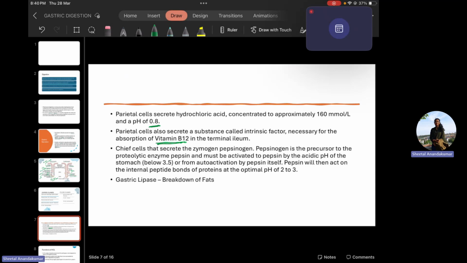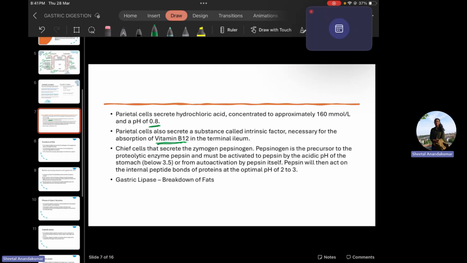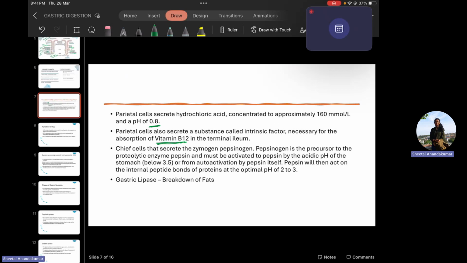Then we're going to talk about chief cells. As we know, chief cells secrete the zymogen pepsinogen, which is an inactive enzyme, and it is activated at an acidic pH. When HCl is secreted in the stomach, it creates an acidic environment, and this acidic environment activates pepsin. The pH is generally supposed to be below 3.5. So how does pepsin act?